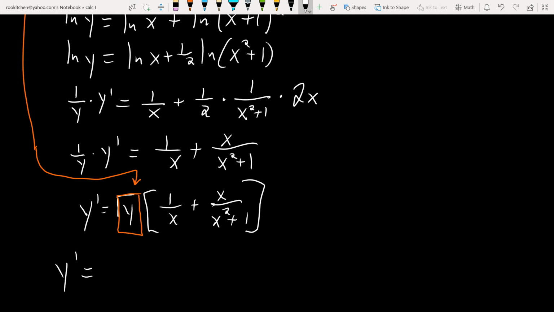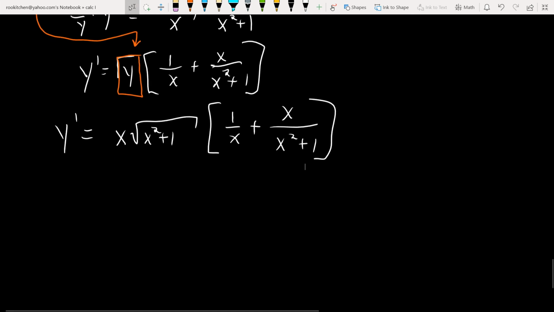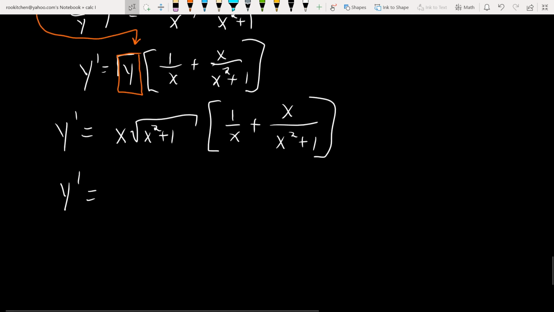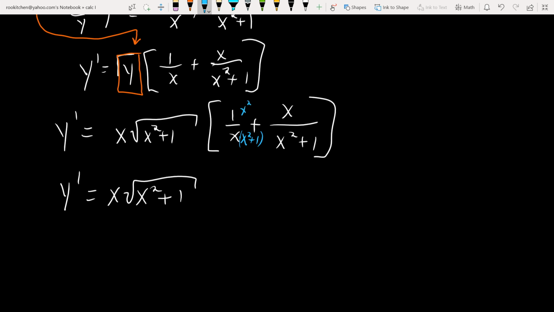Okay, so y prime will be x times the square root of x squared plus 1 times 1 over x plus x all over x squared plus 1. And if you get really ambitious, you can simplify the heck out of this. Let's see what we get. I'm going to find a common denominator inside there. So for the first term, I'm multiplying top and bottom by x squared plus 1. The second term, I'm multiplying top and bottom by x. Okay. So you'll have, at least in the top, x squared plus 1 plus x squared, which will be 2x squared plus 1.